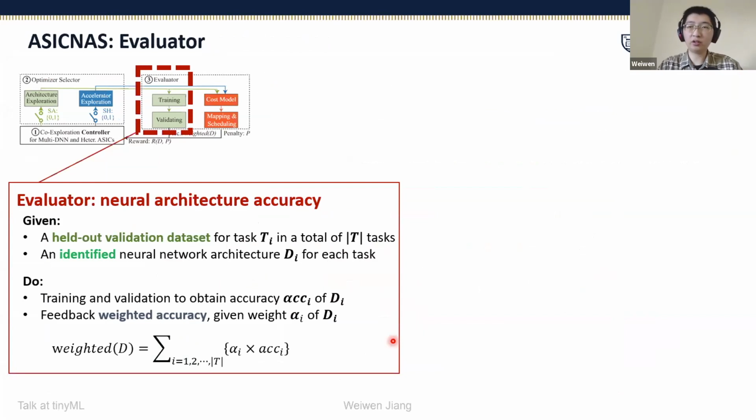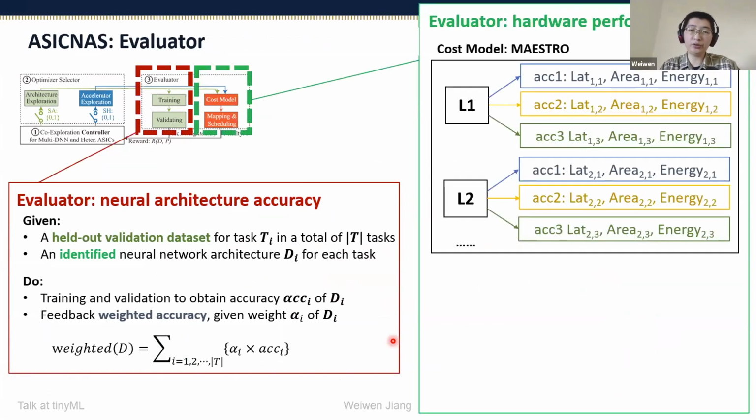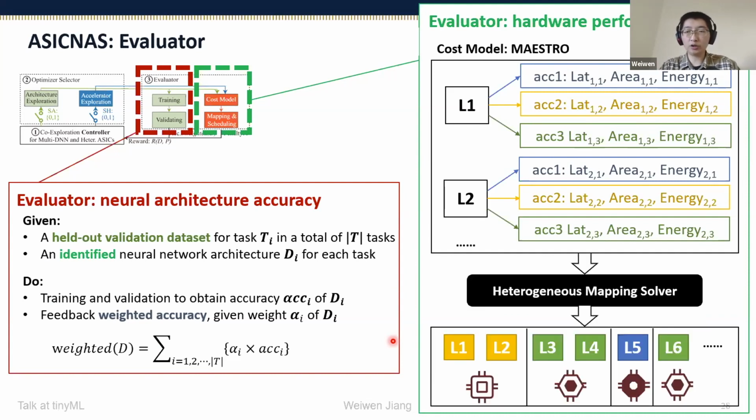Finally, the evaluator also contains 2 passes. First, for an identified neural network, it will be trained and validated on a held-out dataset to obtain the accuracy. On the other pass, the cost model is used to obtain the hardware metrics of the neural network layers on different ASIC sub-accelerators. Based on this information, we provide an automatic mapping algorithm, which also contains the scheduling, to help us develop the final full chip, and the goal is to achieve the lowest latency and power.